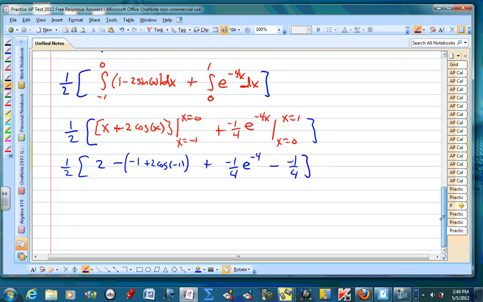All right. Let's see if we can clean this up a little bit. Let's see, minus a negative 1 is going to be 2 plus 1. So call that 3. Then minus 2 times the cosine of negative 1. And let's see, over here, we're going to go minus 1 over 4 times e to the 4th power, getting rid of the negative exponents, plus 1/4.